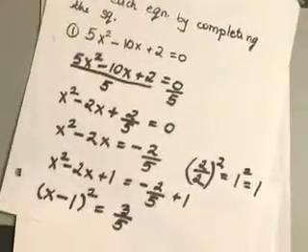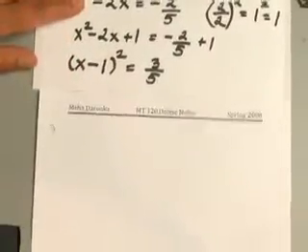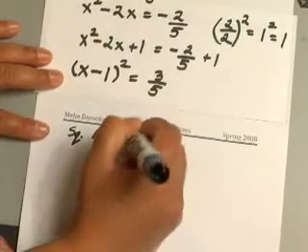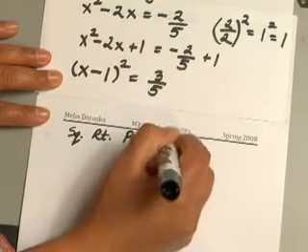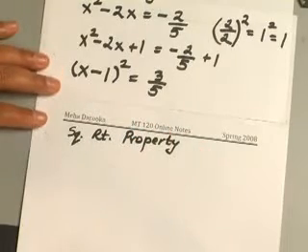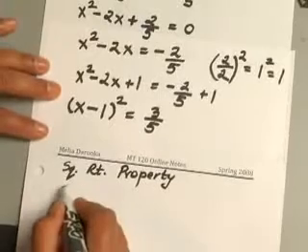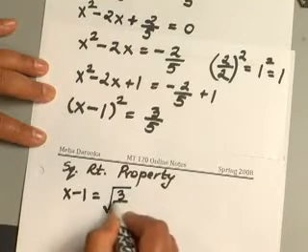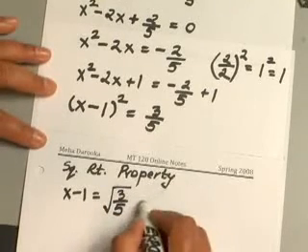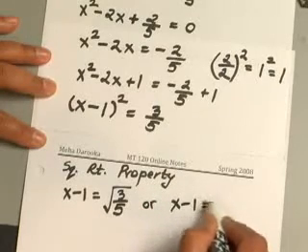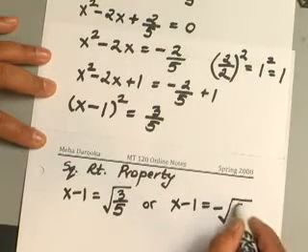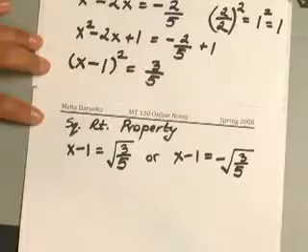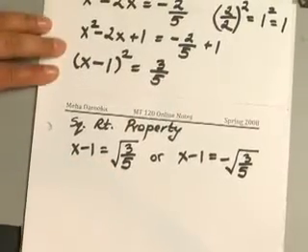Now let's go ahead and apply our square root property, because we are ready to work with it now. By your square root property, you will end up with x minus 1 equals square root of 3 over 5, or x minus 1 equals negative square root of 3 over 5.